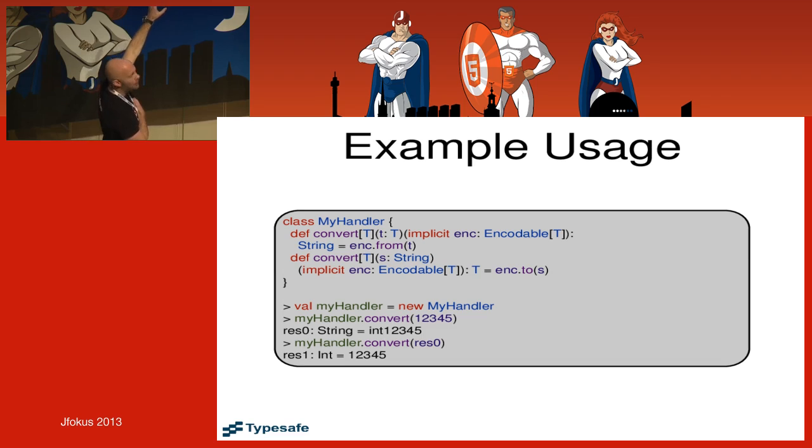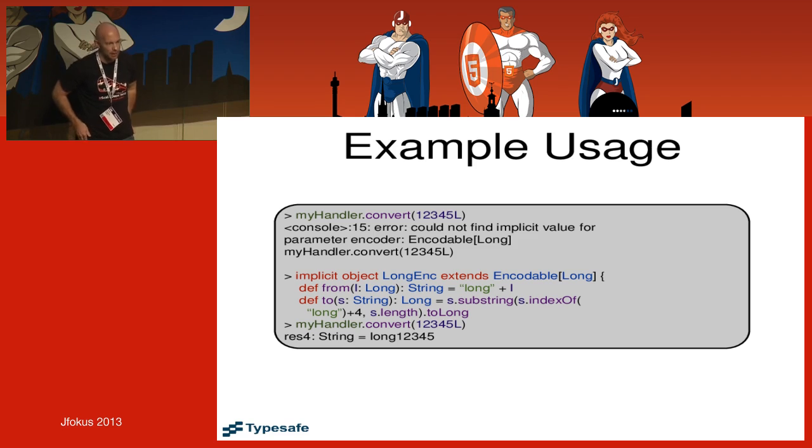In the REPL, res0 is a variable that you can use. So you can see I'm using that value in the convert method on the next line. And then it's returning a new result, and it's the expected 1, 2, 3, 4, 5. Okay, that's cool. Let's call my handler convert with a Long instead. No, that doesn't work because it can't find an implicit value for that, right? And that's what we're expecting.